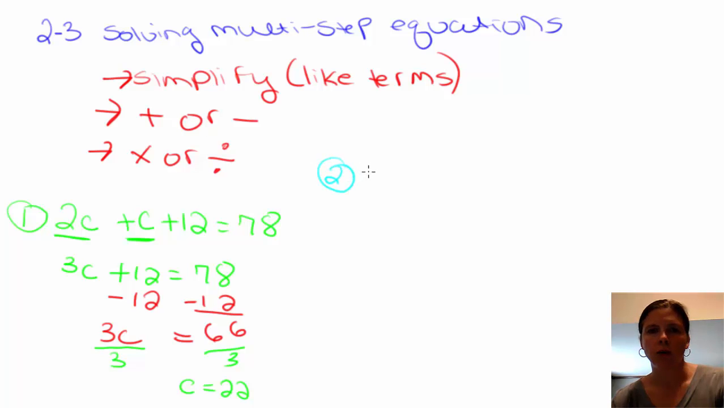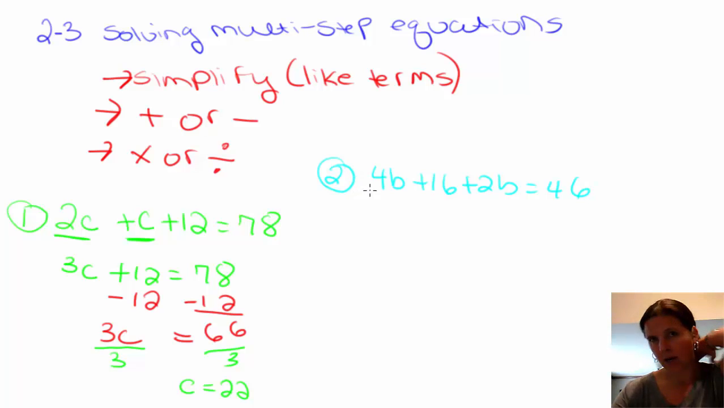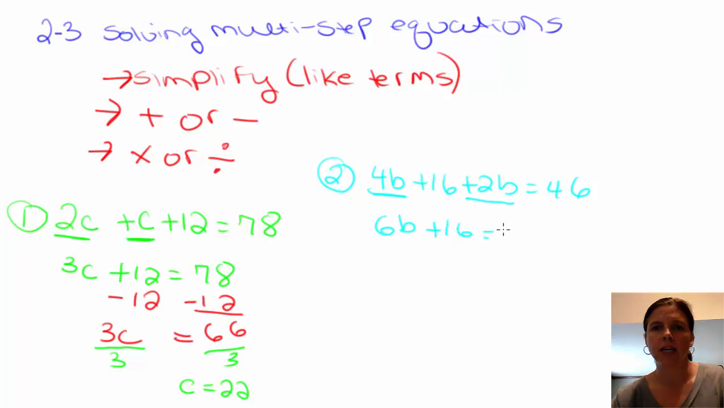Number 2, 4b plus 16 plus 2b equals 46. Again, we have to combine like terms first. So 4b and 2b is 6b plus 16 equals 46. Then again, it just becomes a two-step problem.